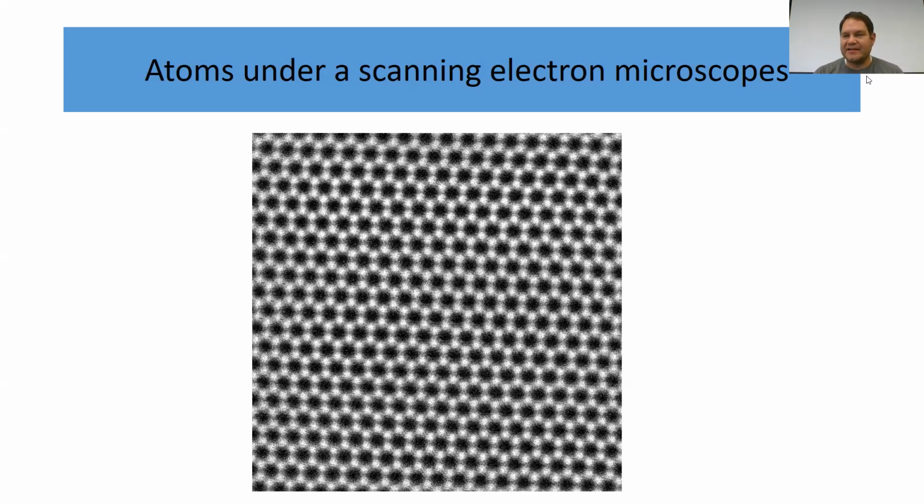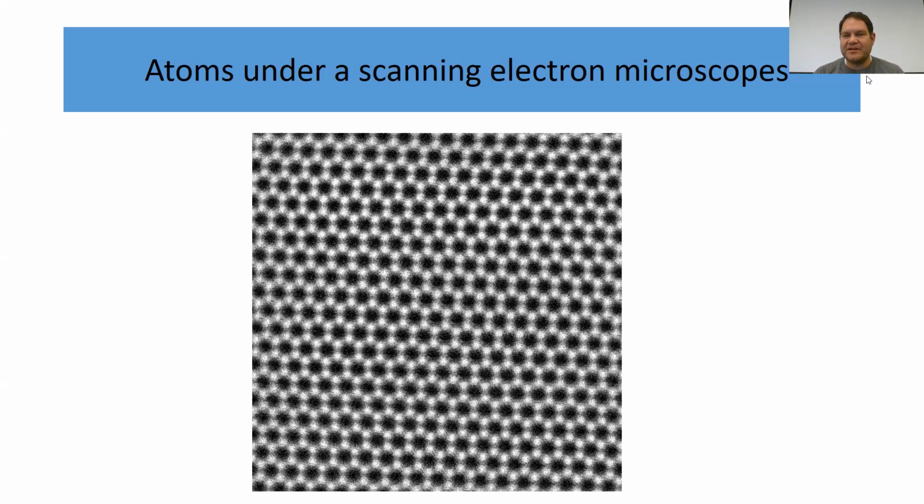Atoms are too small for that. They are so teeny, tiny that we have to use a very special type of microscope called a scanning electron microscope to even begin to see the surface of these atoms. This picture here is directly from a scanning electron microscope that shows the very surface structure of atoms. So we're barely starting to see them.